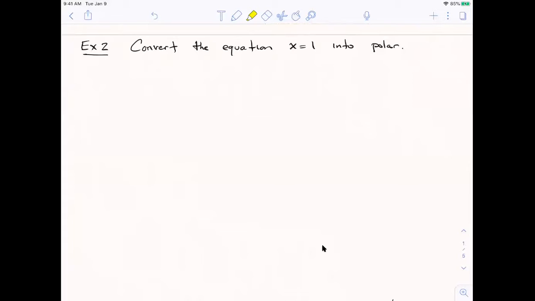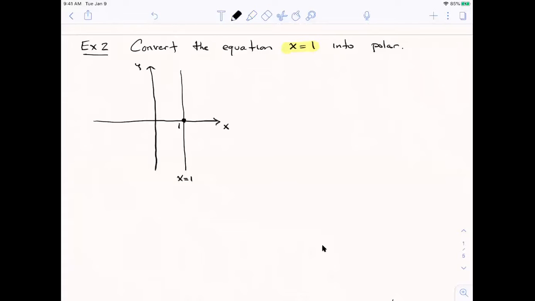Second example, I want to convert the rectangular equation x equals 1 into polar. X equals 1, let's draw the picture first this time. You know what that looks like. It's a very simple equation in rectangular coordinates, just setting one of the coordinates equal to 1. So I'll scale the picture by drawing a vertical line. It doesn't matter what y is, but every point on that line has the same x coordinate, namely 1. So that's the picture of the graph in the Cartesian plane.